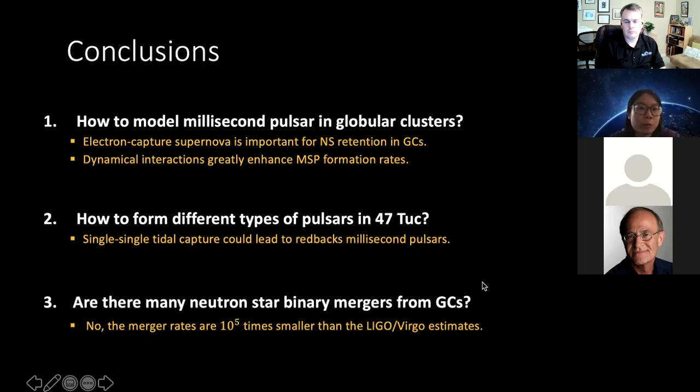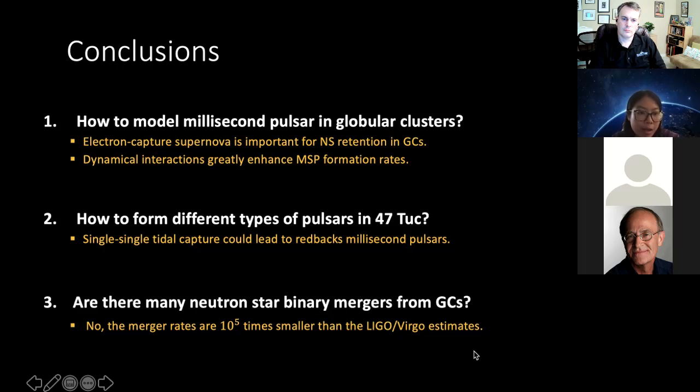And here are the conclusions of this talk. So I first show how we model millisecond pulsars in globular clusters. I show that electron-capture supernova and accretion-induced collapse with low kicks for neutron stars are very important for neutron star retention in globular clusters, and that the dynamical interactions can greatly enhance the millisecond pulsar formation rates. And I also show our best fit model for example, 47 Tuc, and show that single tidal capture could potentially lead to the observed redback millisecond pulsars.